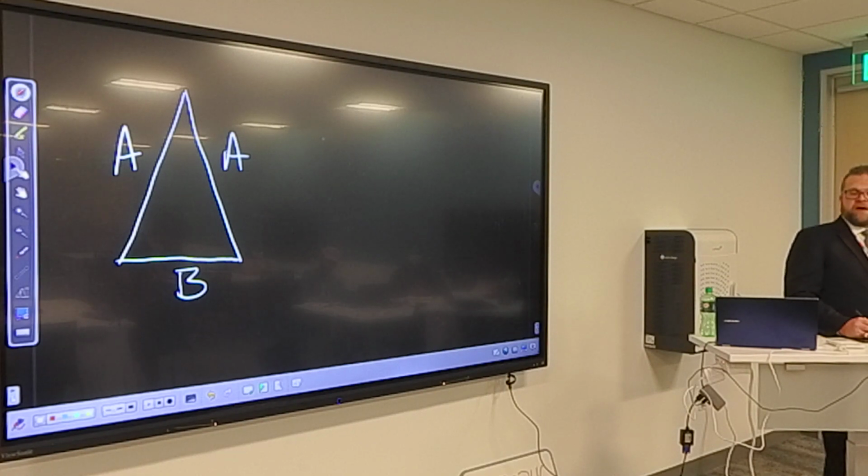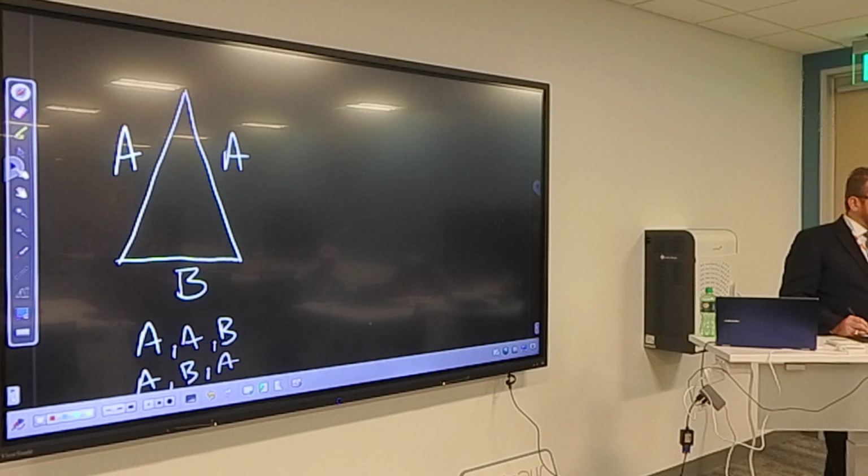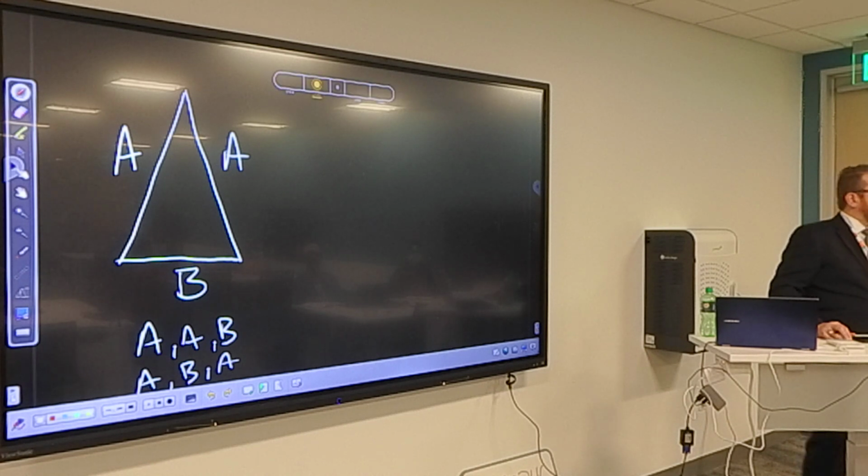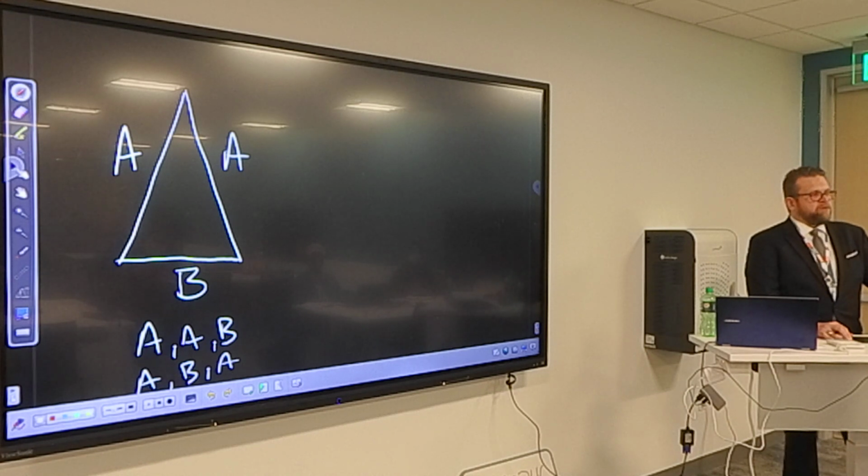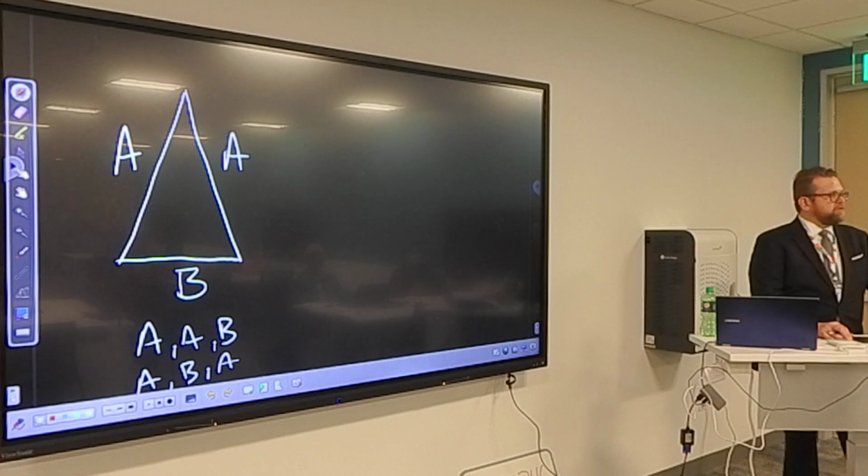And what are the two ways I can pick any two sides of this triangle? I can pick A and then B, or I can pick A, B, and then A. Are there any other ways? If we assume that this A is equal to that A, they aren't distinguishable. It's not like this is A1 and A2, they're both just A. Are there any other ways to pick two sides? No, that's the only two ways.